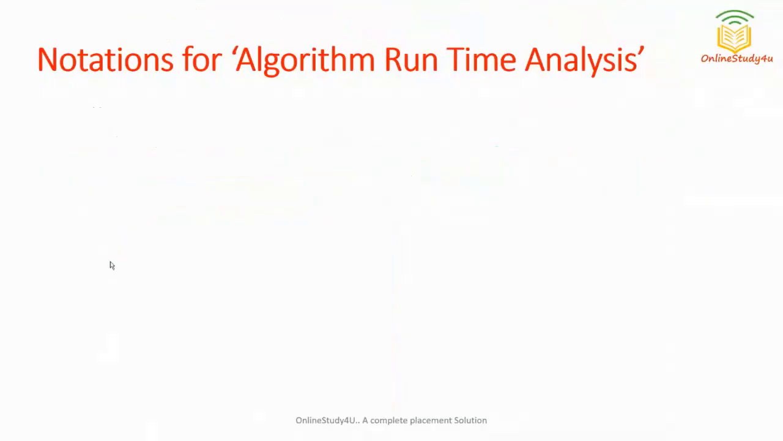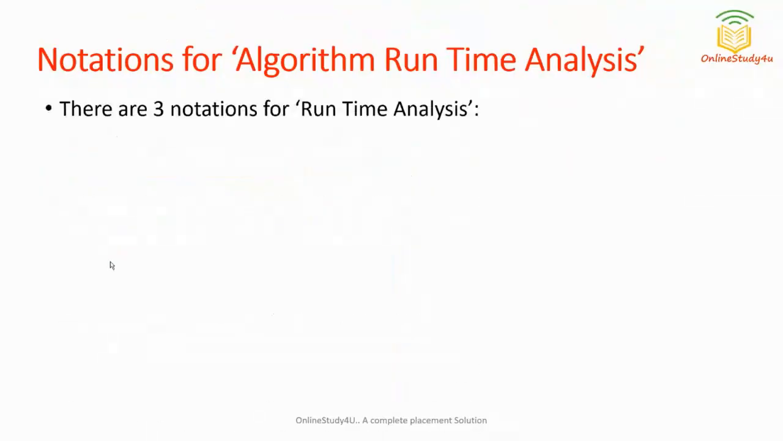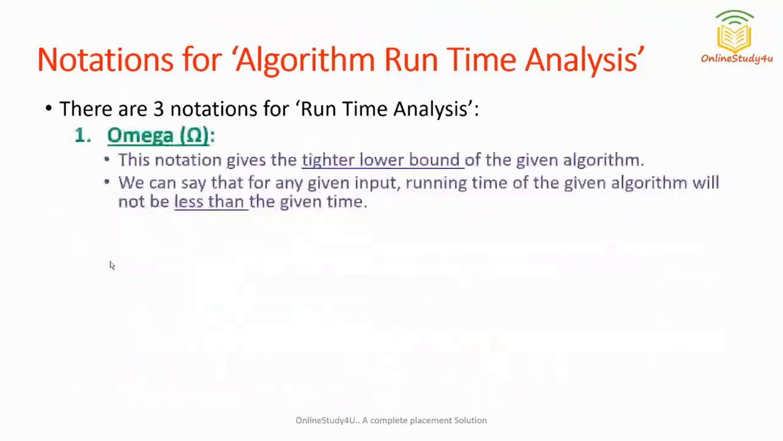So we have some notations. We have some different notations to measure the runtime of a particular algorithm. So we are going to see them one by one. In total, we have 3 notations for doing the runtime analysis. Now the first one is omega notation. So what is omega? Now let us read it. Don't worry, we are going to learn everything step by step.